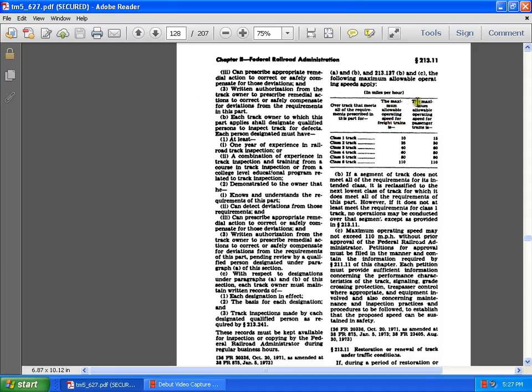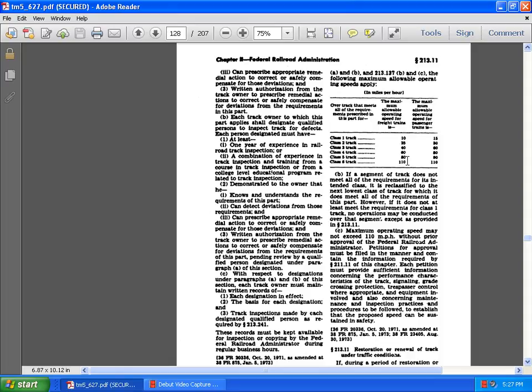Maximum allowable operating speed for freight trains and passenger trains: class 1, 10 and 15; class 2, 25 and 30; class 3, 40 and 60; class 4, 60 and 80; class 5, 80 and 90; class 6, 110.